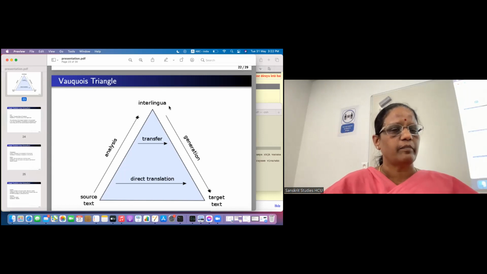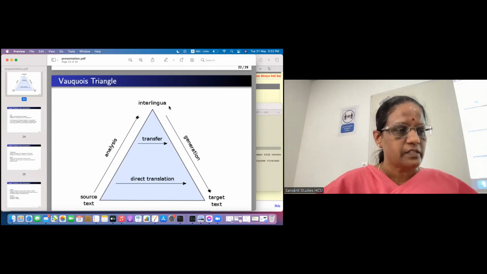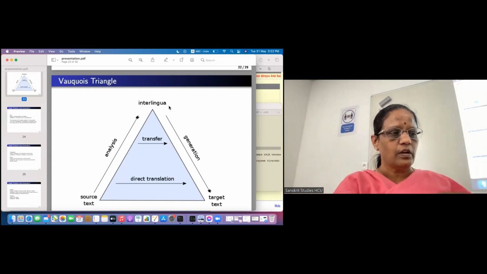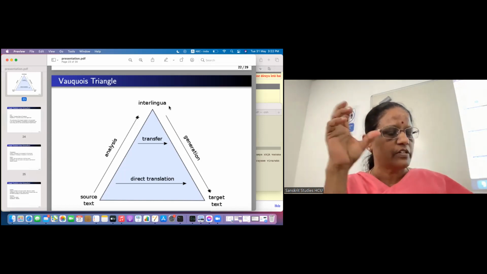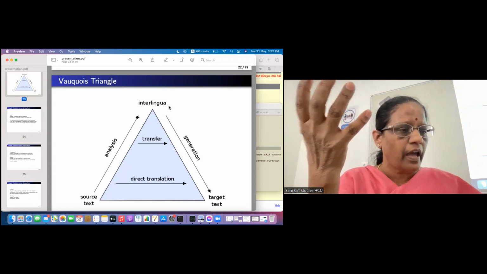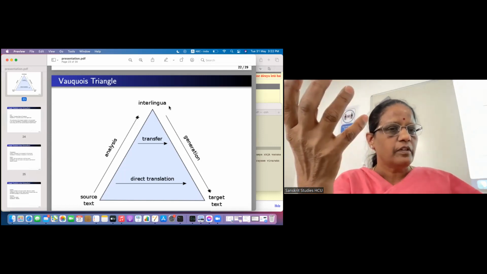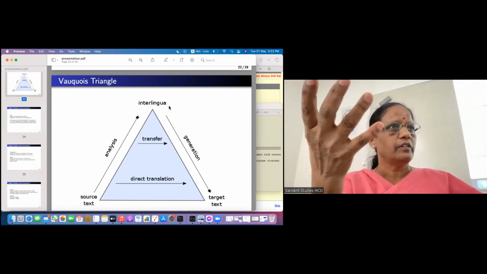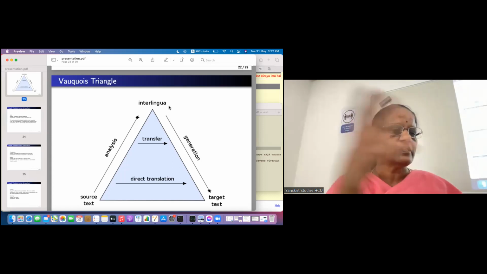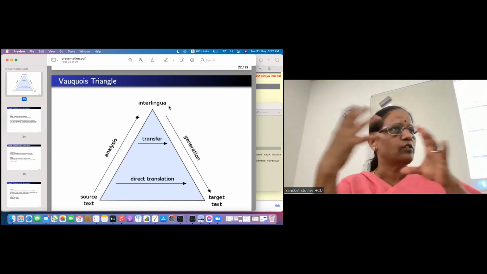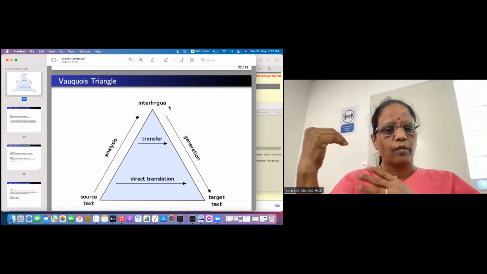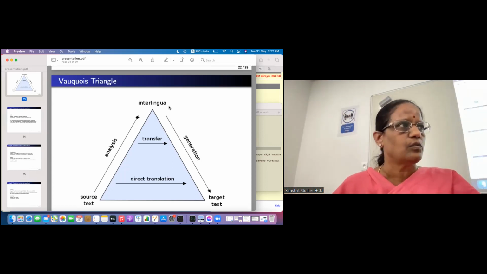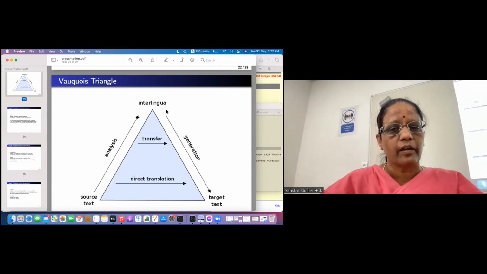So in the interlingua approach, given a sentence in one language, we try to extract the information and represent the meaning, which is the Shabda Bodha, in an intermediate form. The verbal cognition that arises out of that sentence, we try to represent in some intermediary form, and from there we generate into another language. This is the interlingua approach.